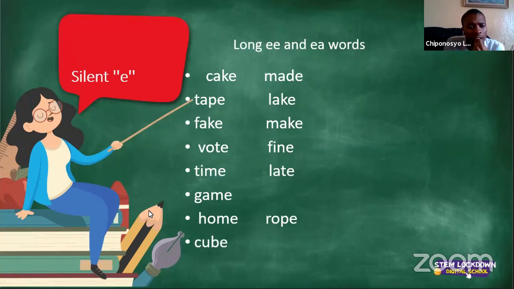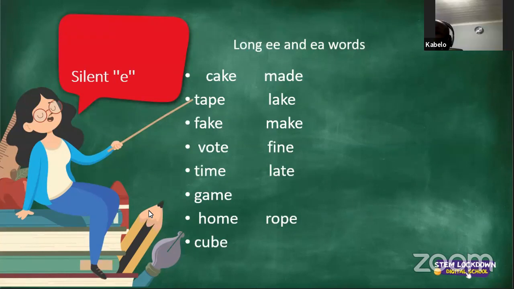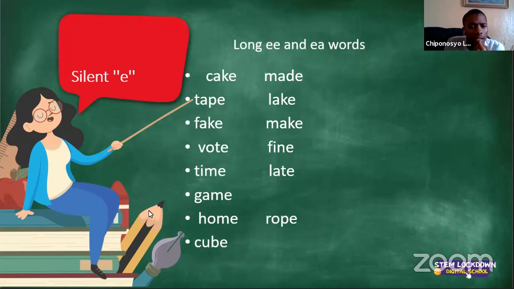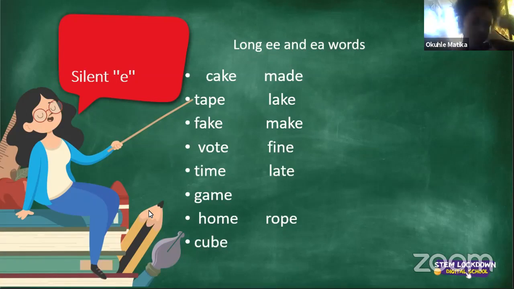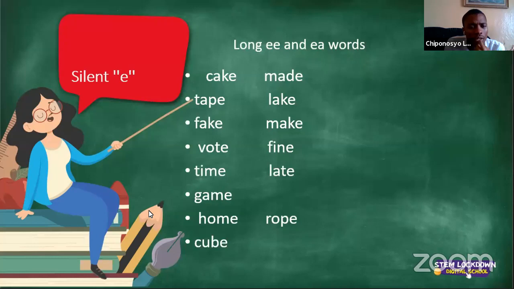Kabelo, do you have a question? No, sir. You don't have a question? All right, no question. Obute, you have a question? No, I don't have a question. You don't have a question? All right. Fine. Good. Virginia, do you have a question?